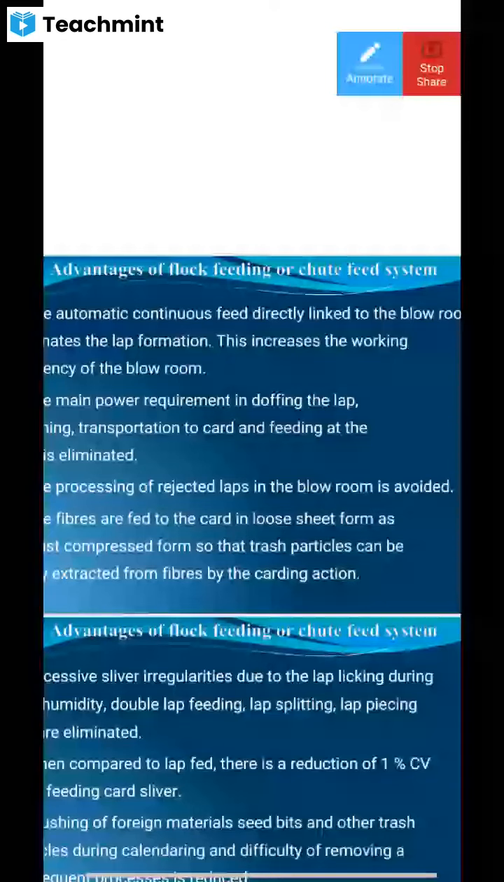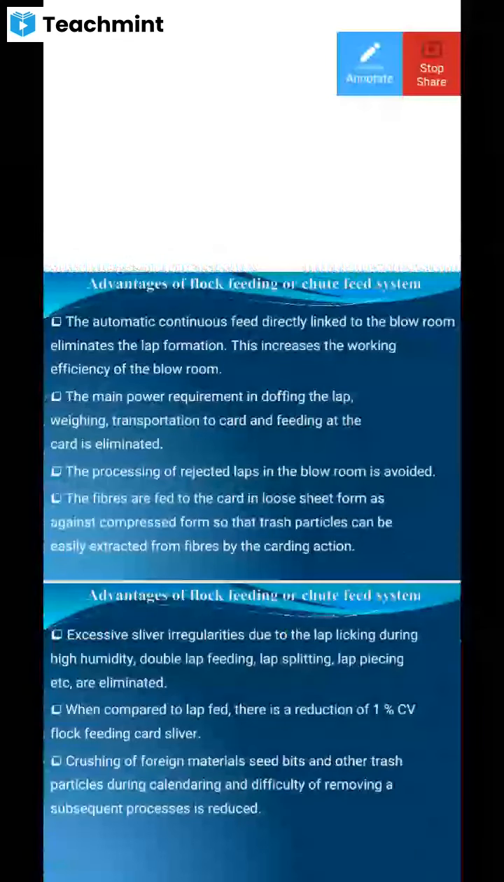So the advantage of flock feeding or tube feeding system: the automatic continuous feed directly linked to the blow room line eliminates the lap formation. This increases the working efficiency of the blow room. The main power requirement of doffing, lap weighing, and the transportation to the carding feeding at the carding is eliminated. The processing of rejected lap in the blow room is totally avoided. The fibers are fed to the card in loose sheet form as against the compressed form, so that trash particles can be easily extracted from the fibers by the carding action. So those are all the advantages.